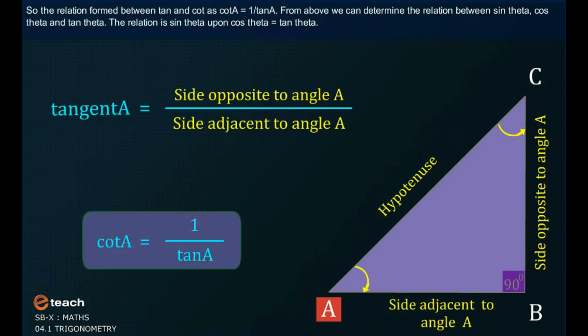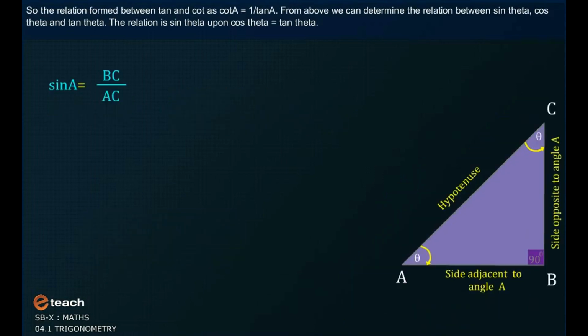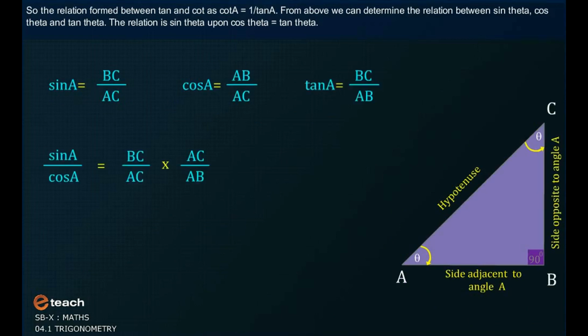From above, we can determine the relation between sin theta, cos theta and tan theta. The relation is sin theta upon cos theta is equal to tan theta.